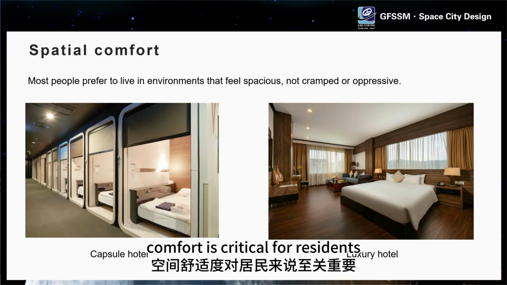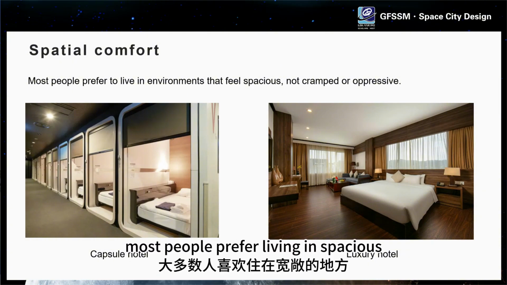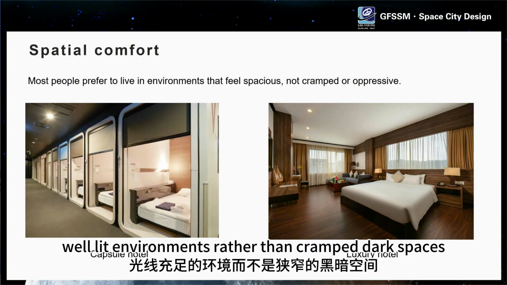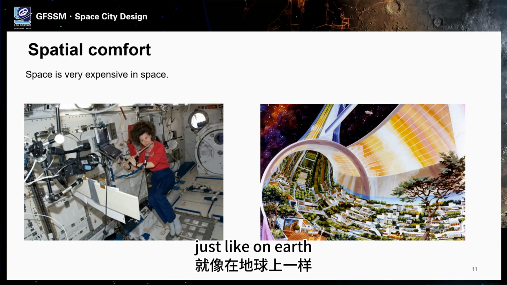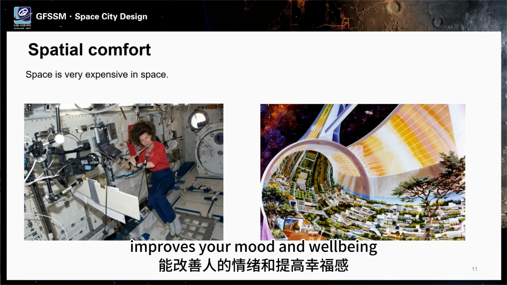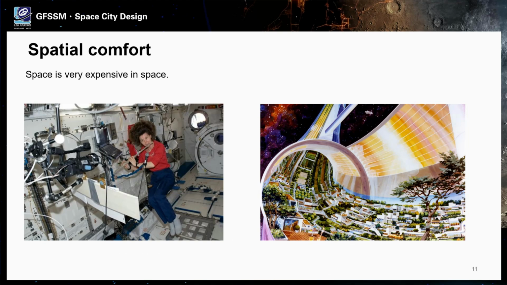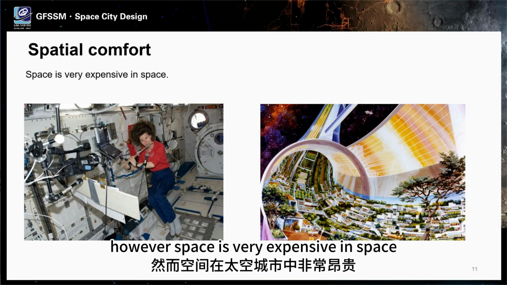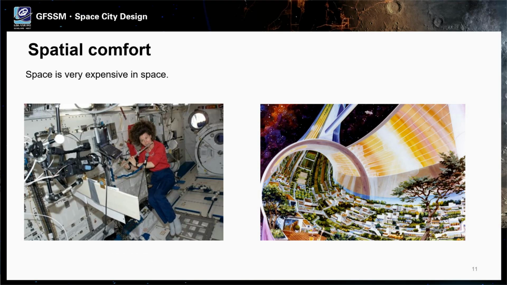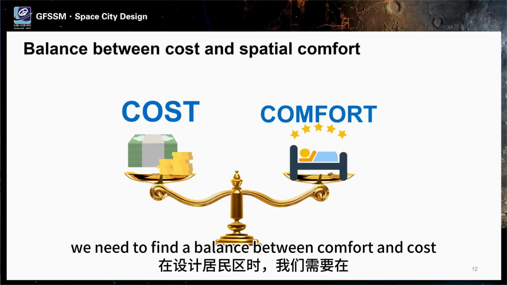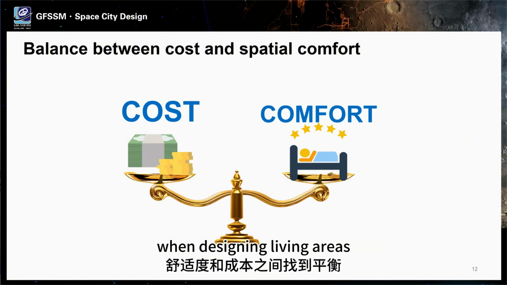Comfort is critical for residents. Most people prefer living in spacious, well-lit environments rather than cramped, dark spaces. Just like on Earth, living in a spacious room improves your mood and well-being, and the same principle applies in space. However, space is very expensive in space. We need to find a balance between comfort and cost when designing living areas.